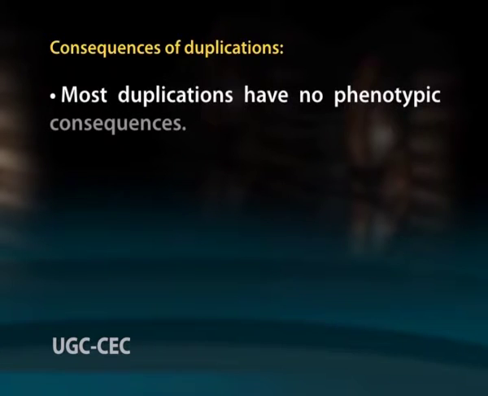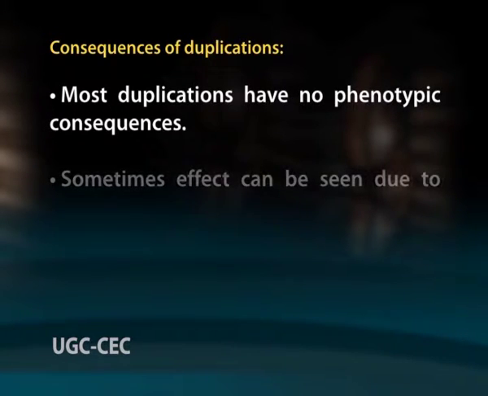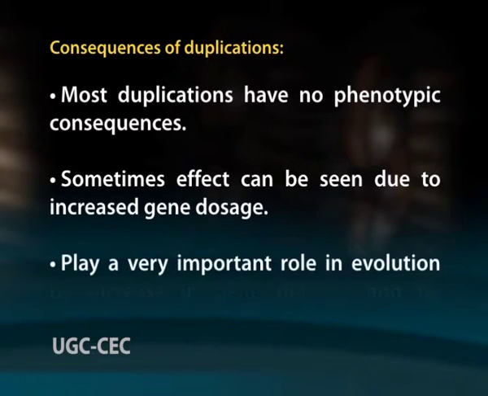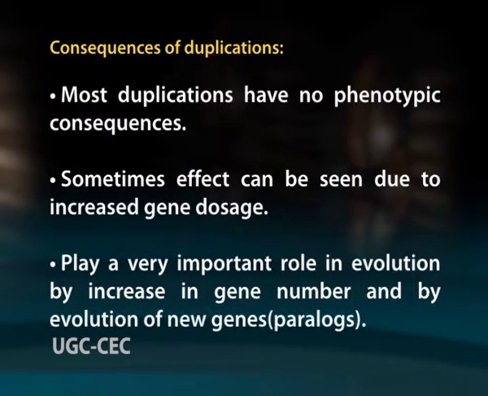Consequences of duplications. Most duplications have no phenotypic consequences. Sometimes, effects can be seen due to increased gene dosage. Duplications play a very important role in evolution by increasing gene number and by the evolution of new genes called paralogs.